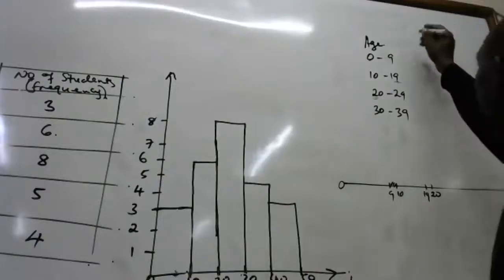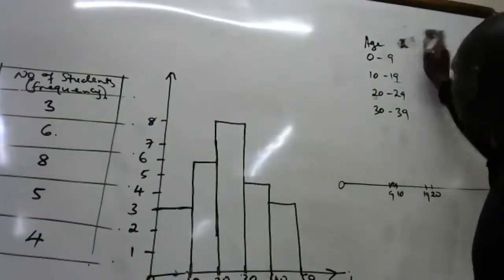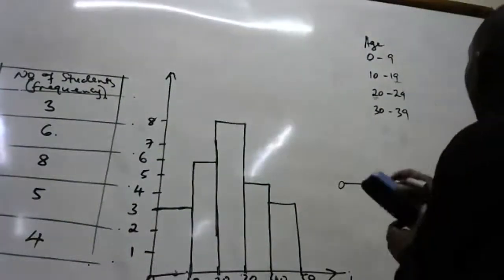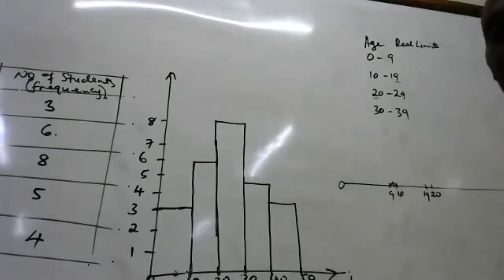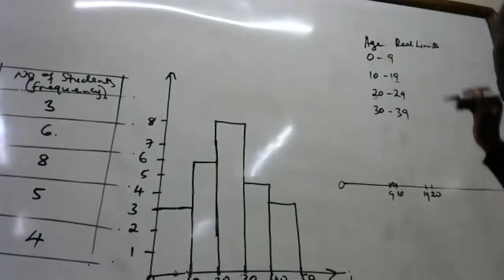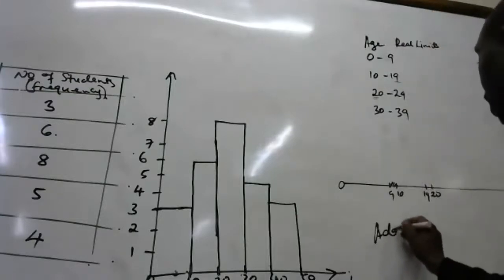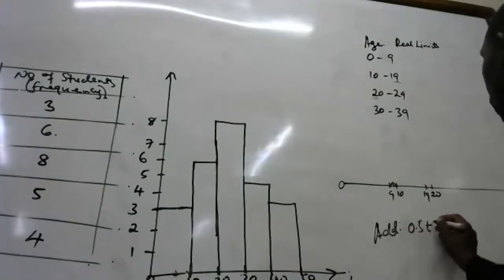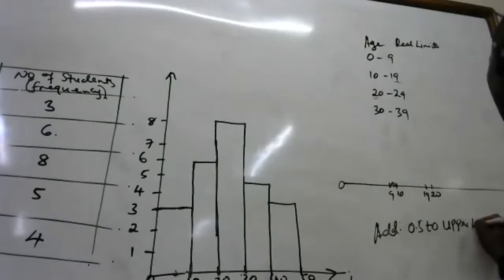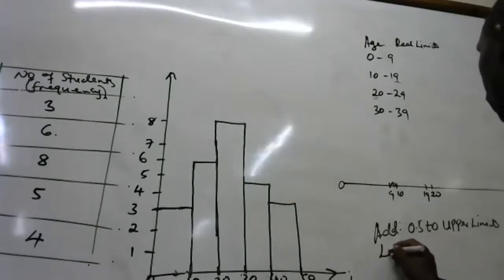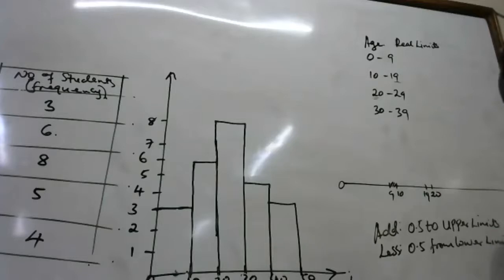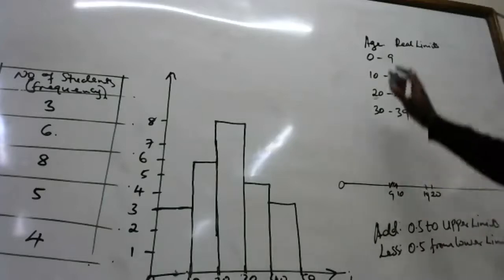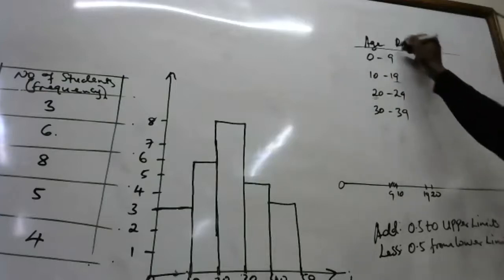What you do, you will get what we call the real limits. These are actually to make up the difference. You will have to consider what you call real limits. Real limits, it is simple. To get the real limits, you add 0.5 to upper limits, then you subtract 0.5 from lower limits. All the upper limits, you add 0.5. So what are you going to get?